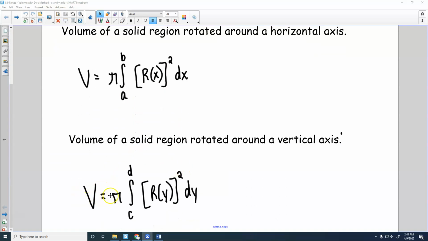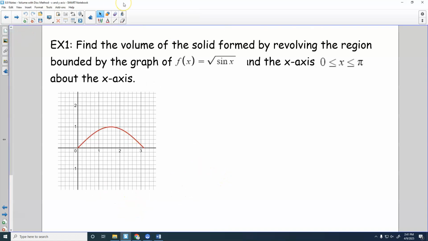If it is in terms of y, if you're rotating it around a vertical axis, it is going to be pi times the radius in terms of y squared with dy for that, and the limits will come from the y-axis. So let's look at an example.